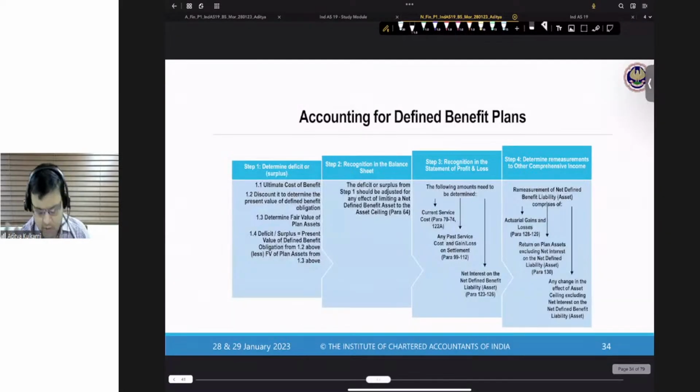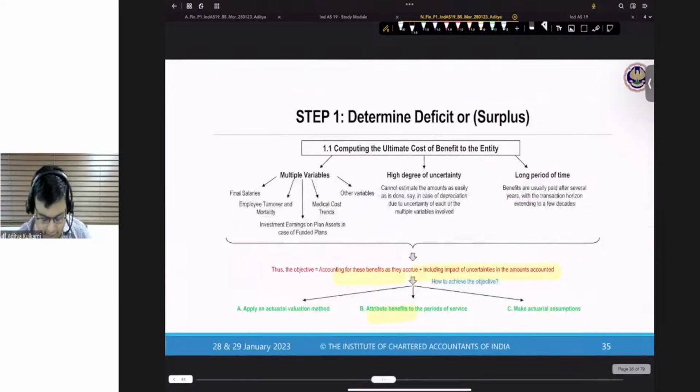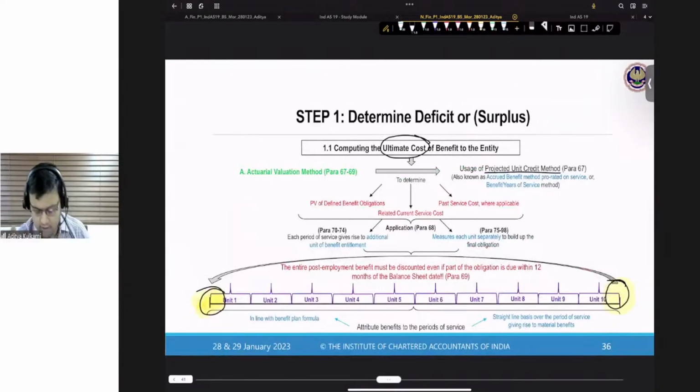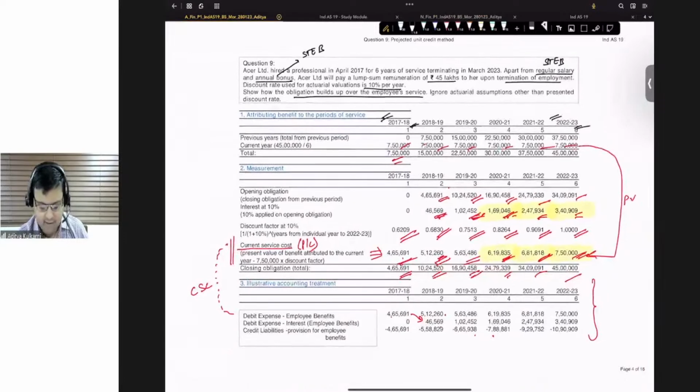Okay. All right. So now coming to the most important part, we had seen part of this accounting for the defined benefit plan. And I think I had taken an example to explain the working. Let us just revisit that example. Acer Limited hired a professional for a 6-year period, and at the end of the 6th year you are going to pay a lump sum remuneration of 45 lakhs. So accounting for this 45 lakhs, how am I going to do?